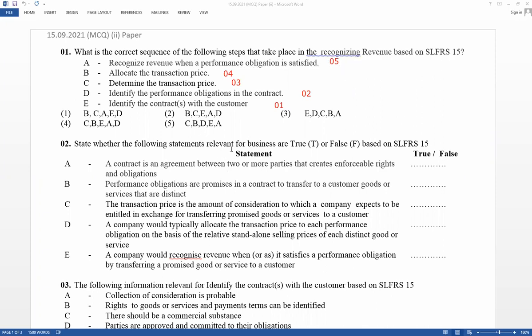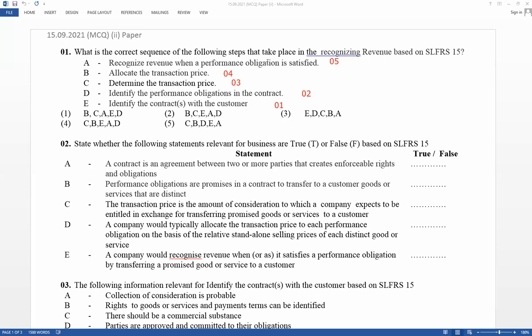Think about the steps. Identify the contract with customers. The 5-step model to recognize revenue starts with the contract with customers. This standard is not relevant for all income, only revenue from contracts with customers. It is not applicable to other income such as disposal profit.